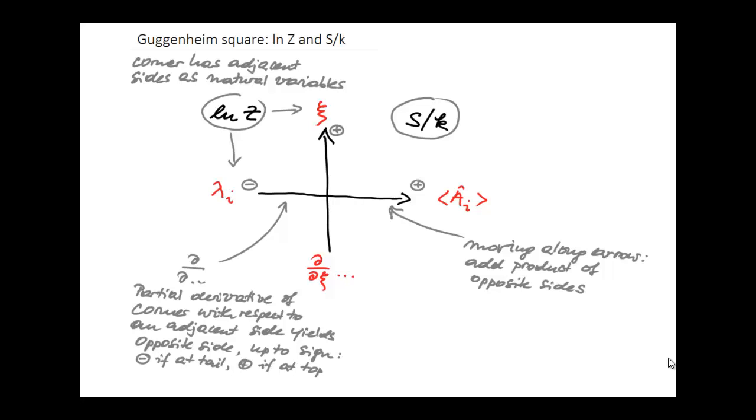And likewise, you take the entropy, it has the natural variables psi and the expectation values. You take the partial derivative with respect to an expectation value, and then you arrive at the opposite side, the Lagrange parameter, and hence you arrive at the conjugate of the variable with respect to which you took the partial derivative.